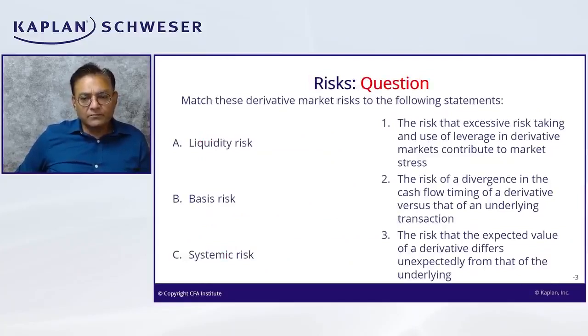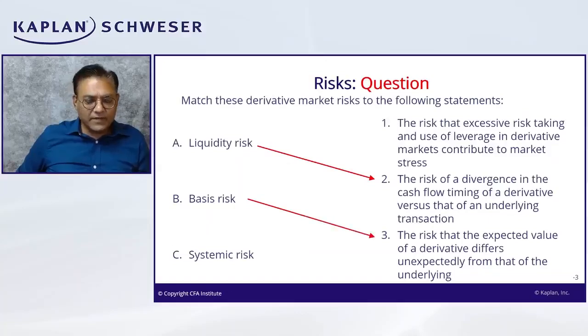Liquidity risk is simply the risk of divergence of cash flow timing. You need to come up with a cash flow to meet your margin calls, for example. Basis risk is the risk that the expected value of the derivative differs from that of the underlying. So you are trying to hedge something, and the instrument that you use to hedge may not perform exactly like the underlying that you are trying to hedge.